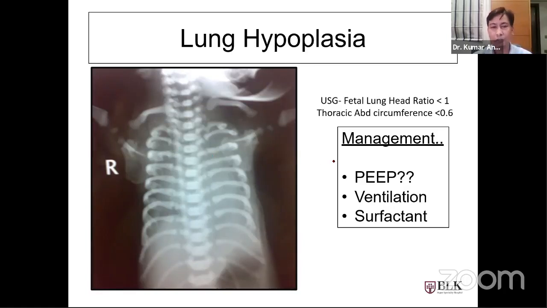So in the management, if the baby develops any respiratory distress soon after birth, you give a lower amount of positive end expiratory pressure in the labor room, you should ventilate the patient gently, give surfactant as soon as possible, and ventilate very gently without targeting any high tidal volume. Anything more than 4 ml per kg would be disastrous in this patient.